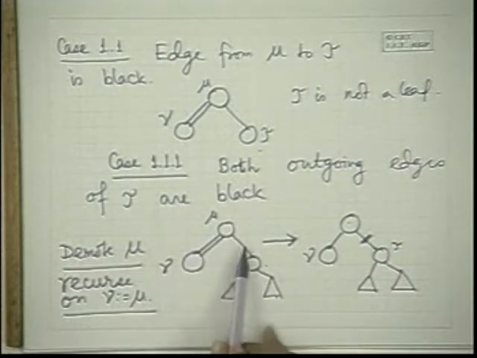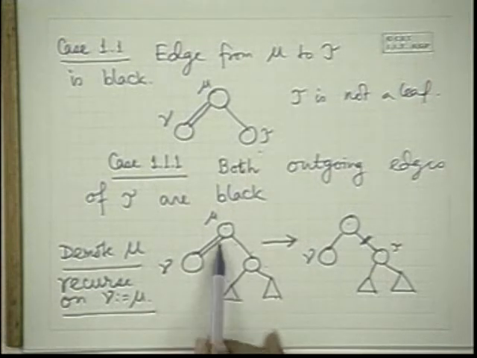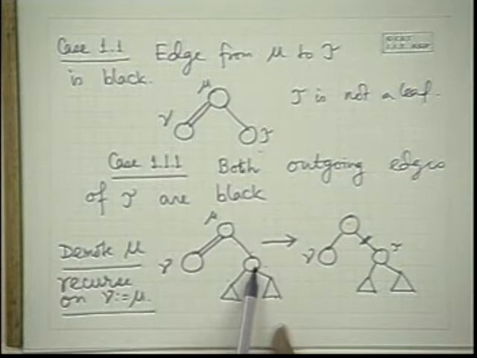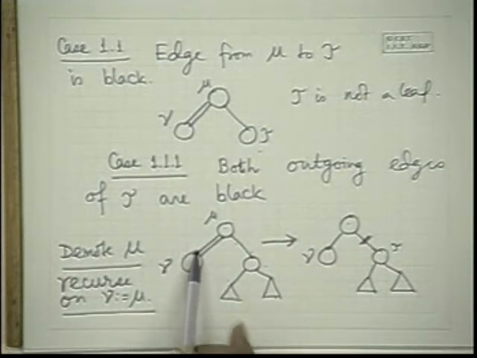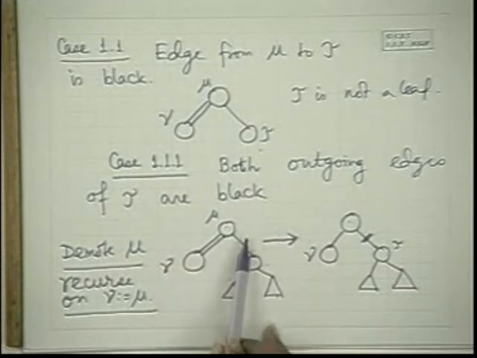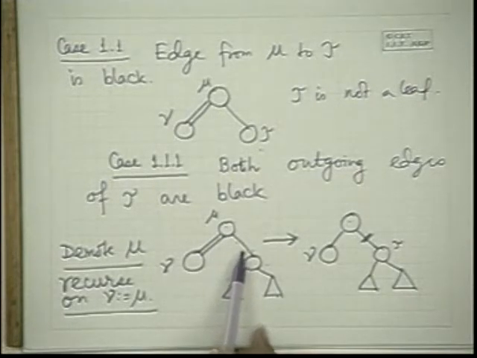But if I just make it a single black, that will disturb the black height of this node, because on this side there are at least 2 black. So if I have to make a single black on the left hand side, I have to make some black edge red on the right hand side. Did you understand what I am saying? On the left hand side there is double black. I want to make it a single black. That means it will decrease the black height by 1 on the left hand side. But to be consistent with the property of the red black tree, I have to make one black edge on the right also red. That's what we are doing.